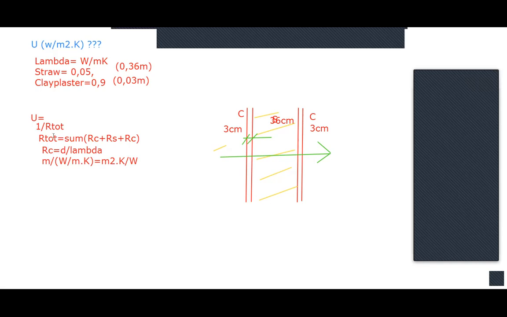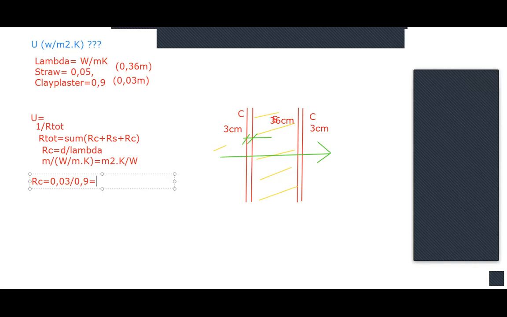The sum of these R is R total. And if I make 1 over this R total, I get back this blue value here, watt over meter square times Kelvin. But what is important practically is that I make a calculation, for example RC, which is now 0.03, so the distance, divided by lambda, which is 0.9. So this would be RC.